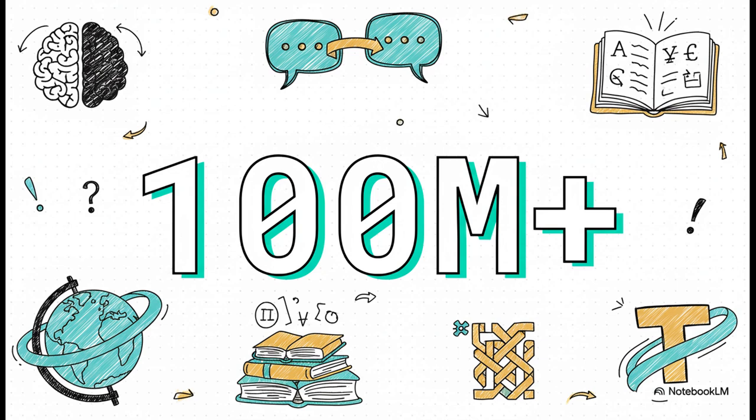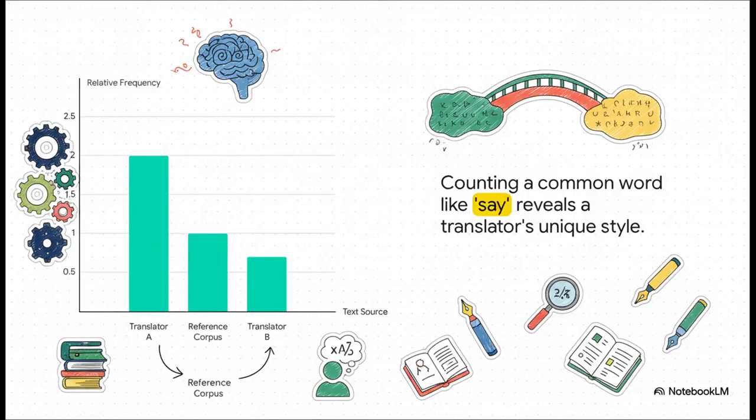Well, this is where modern technology comes in. Researchers now use these gigantic collections of digital texts. They're called corpora, some with over 100 million words. By crunching all that data, we can spot a translator's habits in a way that was literally impossible just a generation ago. And sometimes the method is surprisingly simple.